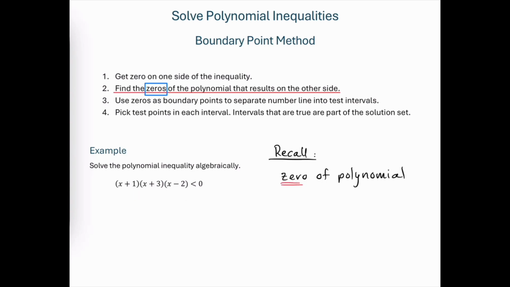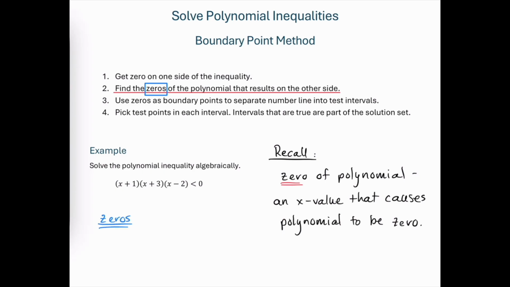Let's recall that the zero of a polynomial is an x value that causes that polynomial to be equal to 0. And when we have a polynomial that is already in its factored form, as we do here, it's pretty easy to see who the zeros of this polynomial are. The zeros of the polynomial are going to be the x values that cause each of these factors to be 0. So the x value that causes this first factor to be 0 is x equals -1. The x value that causes this second factor to be equal to 0 is x equals -3. And the x value that causes the third factor to be 0 is x equals 2. So we have found the zeros of the polynomial on this left-hand side.